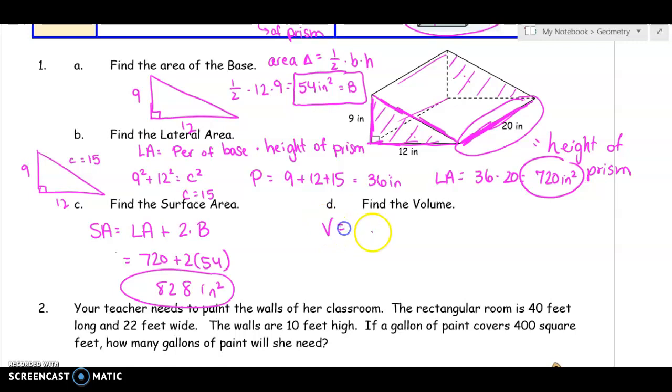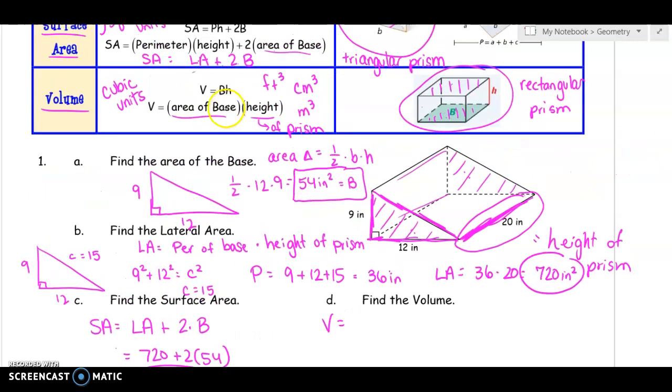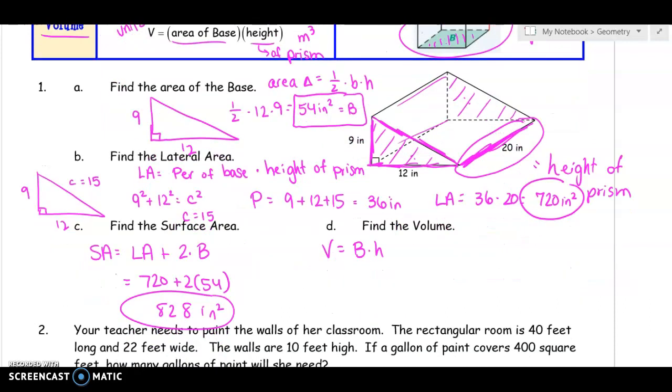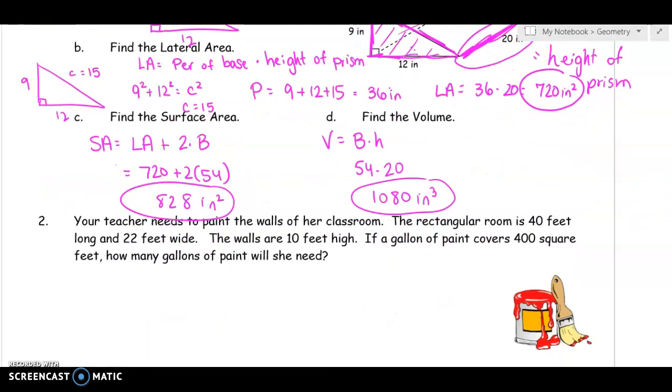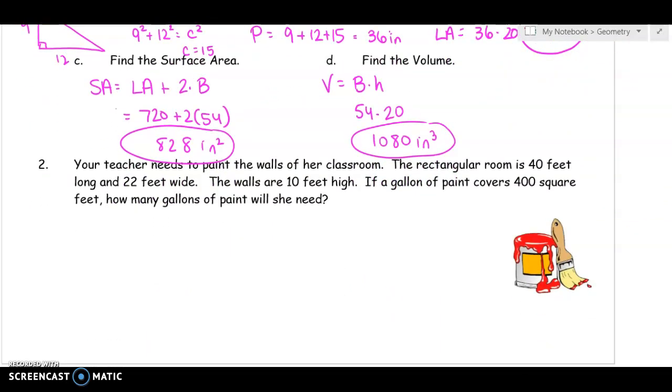Volume is the area of the base times the height. B times H. We know those as well. The area of the base is 54. The height of the prism is 20. Plug it in, you get 1,080 cubic inches. Volume is always going to have a little 3. Okay, so that's kind of how that one works. We're going to skip number 2. Let's go to the next page and we'll do number 3.